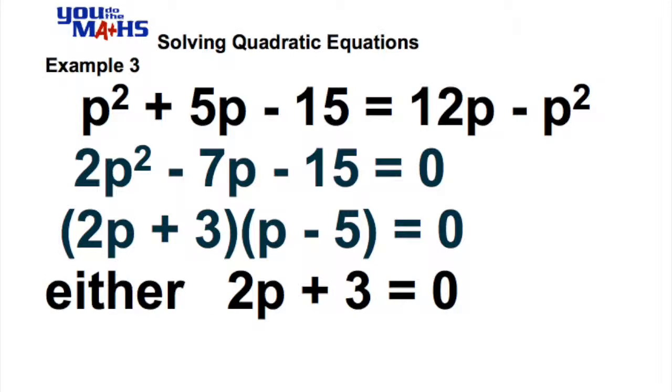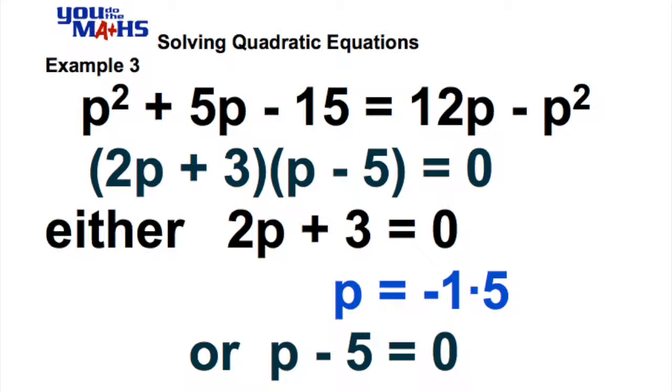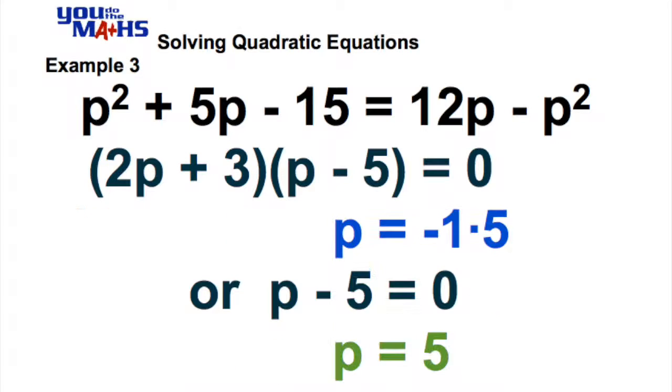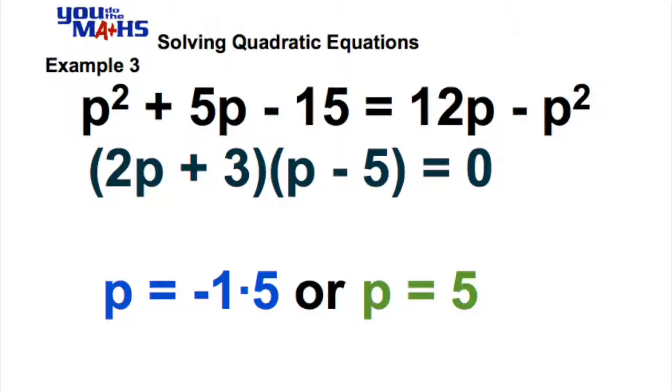Let's have a look then, once we've got those two brackets, what the solutions could be. Either 2p plus 3 equals 0, that's the first bracket, in which case we can remove the 3 and then the 2, and we get p is equal to negative 1.5. The other possibility is that the second bracket, p take 5 equals 0, and we can find out what p is by taking 5 across to the other side, and we get in this case that p equals 5. So our two solutions for the initial quadratic equation are that p is equal to negative 1.5 or p is equal to 5.